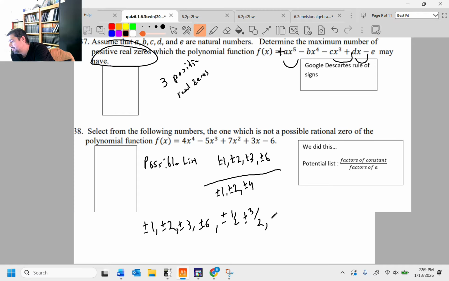plus or minus 3/4. Sorry, I'm supposed to be moving on. That's the 3 over 2. 6 over 2 is 3, plus or minus 3. Every once in a while I get disoriented. It just happened to me.